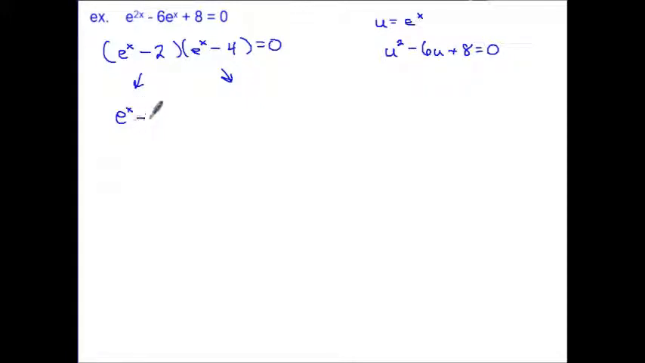So e to the x minus 2 equals 0, and e to the x minus 4 equals 0. Okay, and now I'm going to add the various numbers to both sides, get e to the x equals, and I'm purposely going to leave a little space there, and get 2, and e to the x equals same thing, leaving a little bit of gap, you get a 4.